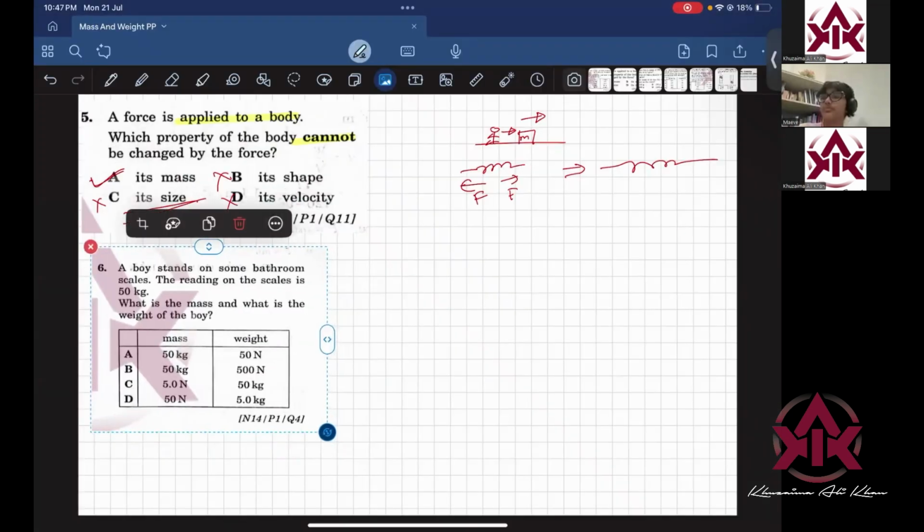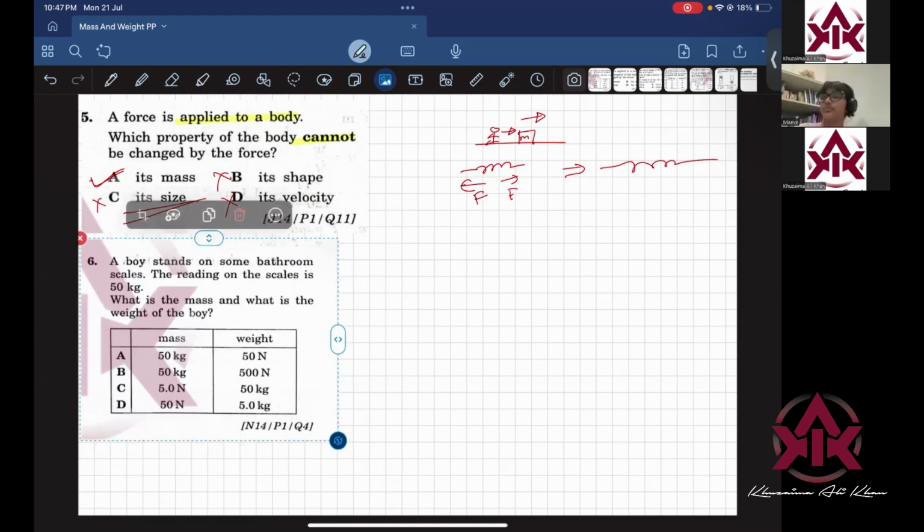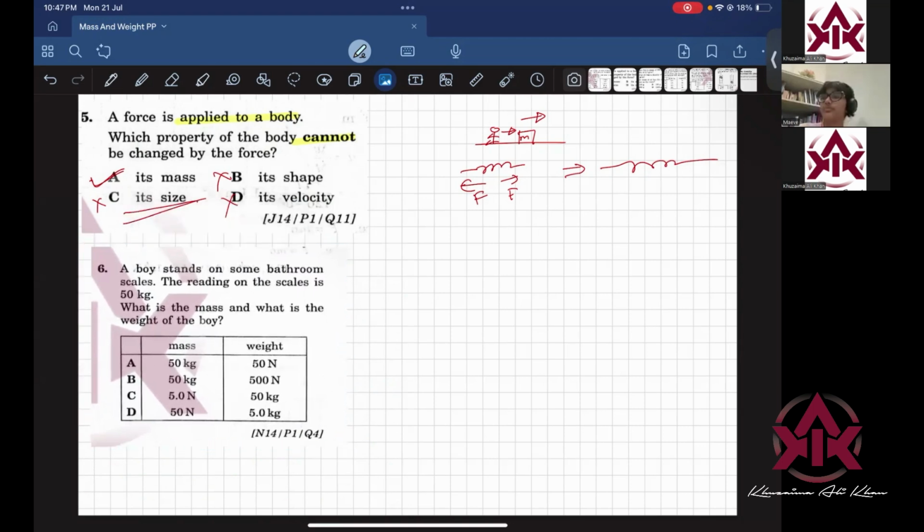Yeah. Okay, so let's do question number 6. Let's see what question number 6 is saying here. Question number 6 says that a boy stands on some bathroom scales, right? The reading shows a mass of 50 kg. What is the mass of the object and what is the weight of the boy, right? Imagine for this question, you're using a value of gravitational field strength of 10 Newton per kg.